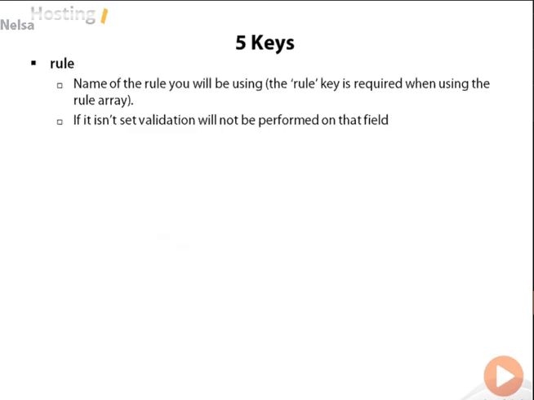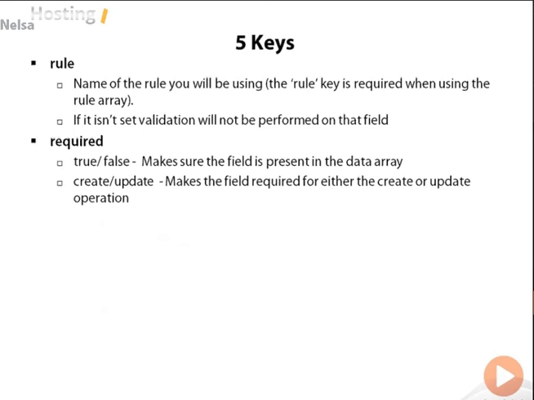First is the rule key. This is set to the name of the rule you'll be using. If you're using this detailed associated array, you must have this rule set. If it isn't set, the validation will not be performed on that particular field. The second is required. This can have 4 different options. First, you can have true or false. This makes sure that the field is present in the data array. You can also use create and update. It performs the same exact task as if you were using true or false, but it's doing this on the create or update of the save.